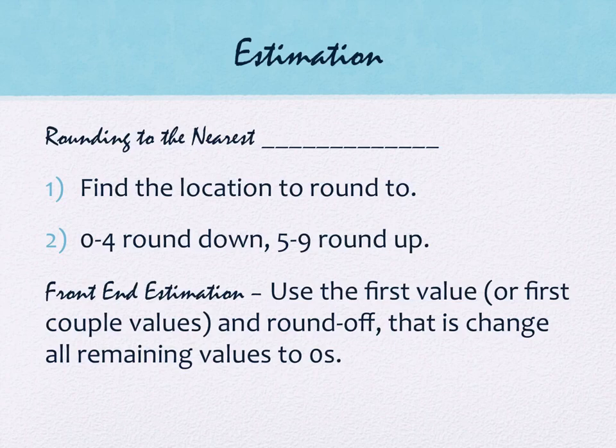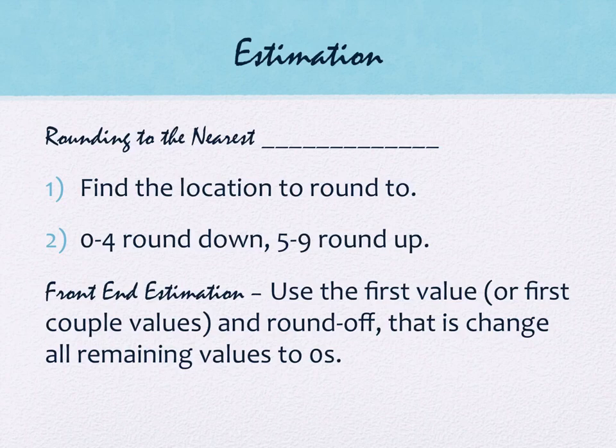The way that we do that is we find the location that we want to round to. So let's say it's hundreds, like $100 bills. It means you go to the hundreds place. You look at one place to the right of it. That would be the tens place. If that number is a 5 through a 9, we round the hundreds place up. If it's not, we leave the hundreds place alone and we zero everything else out.